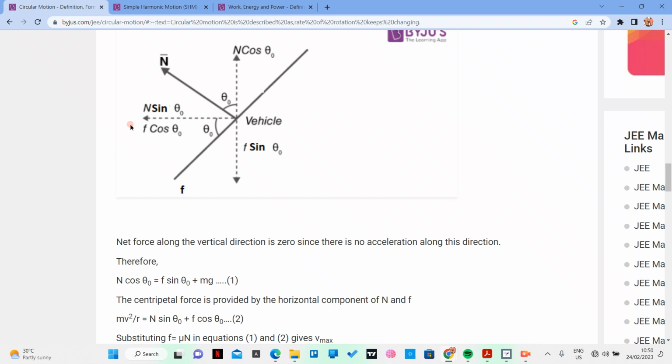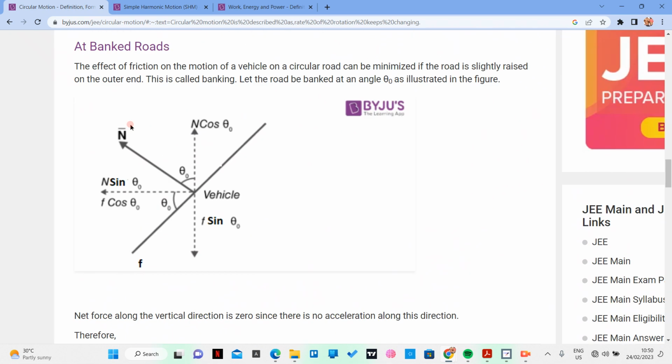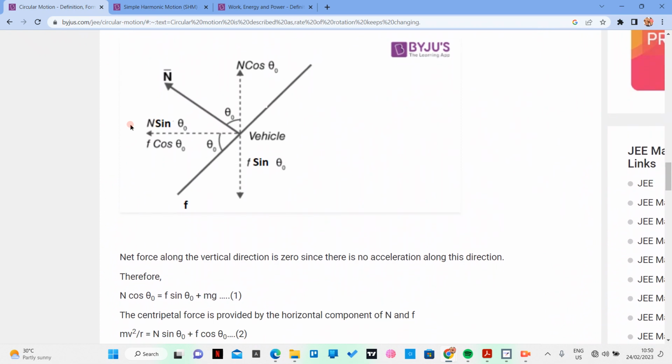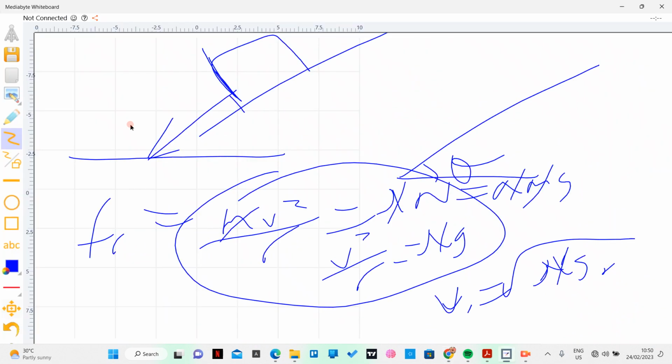Since you have a normal reaction, your normal reaction will also be inclined at an angle. Your frictional force should also be inclined at an angle, because normally your frictional force should act downwards along this plane. Let me draw it here. Your frictional force should act like this, in that direction.